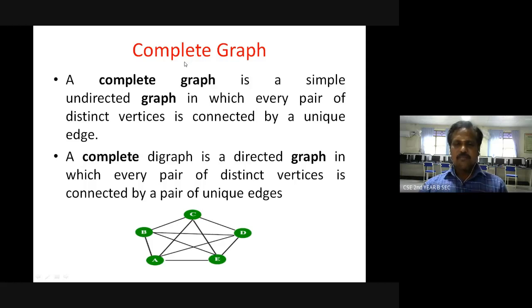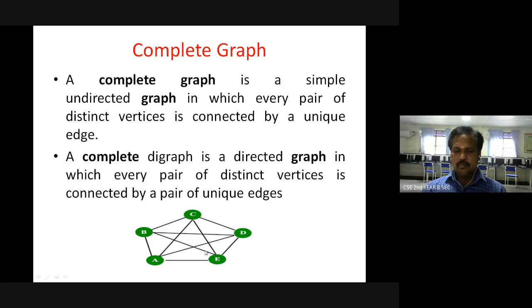A complete graph. What is called a complete graph? If there is a path from any source node to any destination node. If I would like to traverse from A to D, I can traverse A to D. If I want to traverse from A to C, there is a straight path. A to B, possible. A to E, also possible. From the node B, we can traverse to all the vertices.